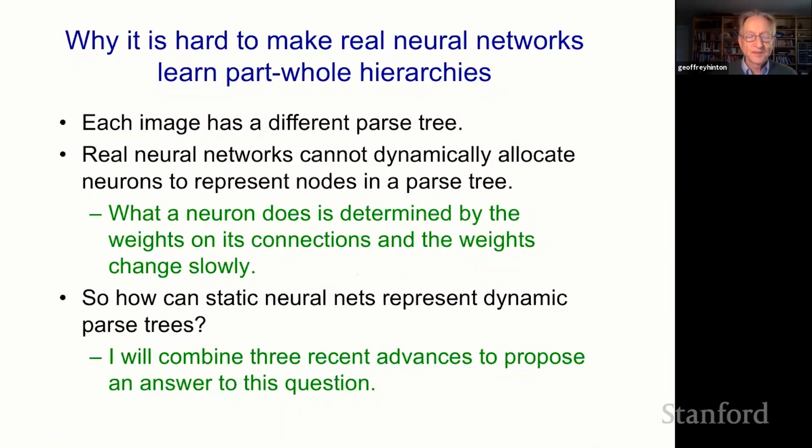So every image has a different parse tree. That is the structure of the holes and the parts in the image. And in a real neural network, you can't dynamically allocate, you can't just grab a bunch of neurons and say, okay, you now represent this, because you don't have random access memory. You can't just set the weights of the neurons to be whatever you like. What a neuron does is determined by its connections, and they only change slowly, at least probably, mostly they change slowly. So the question is, if you can't change what neurons do quickly, how can you represent a dynamic parse tree?